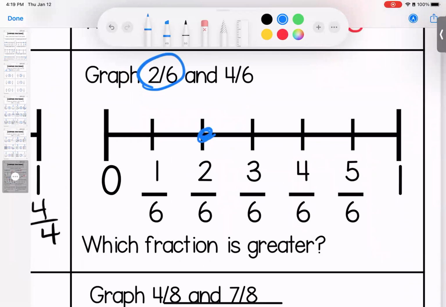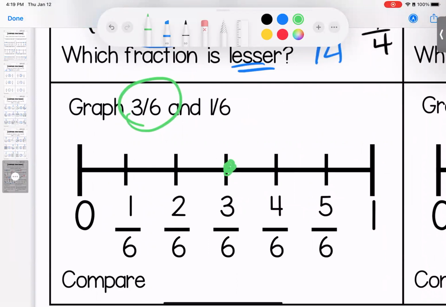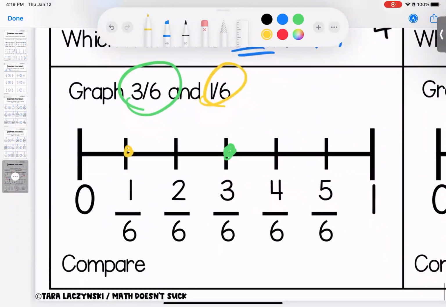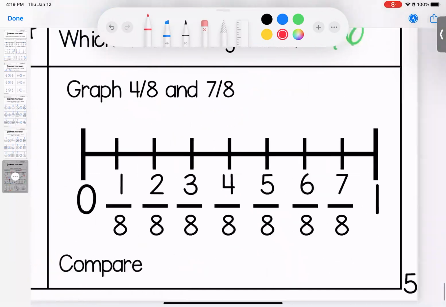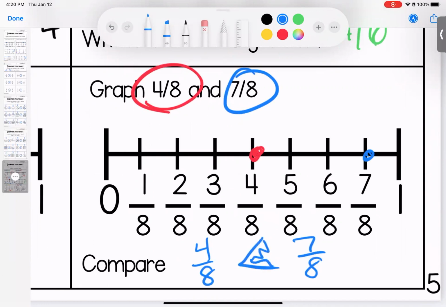Graphing 2/6 and 4/6. Which fraction is greater? 4/6 is greater. It's closer to 1 whole. Last two. 3/6, 1/6. Compare 1/6 and 3/6. 1/6 is less than 3/6. 3/6 is greater. Last one here, 4/8, 7/8. Compare 4/8 and 7/8. 4/8 is less than 7/8.